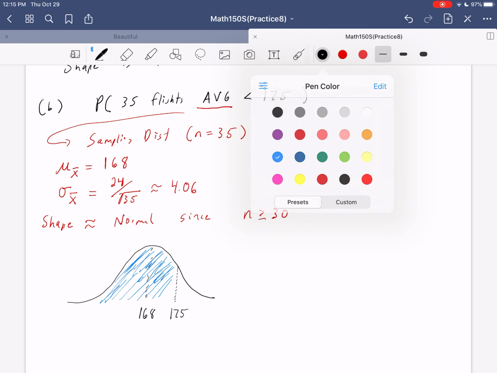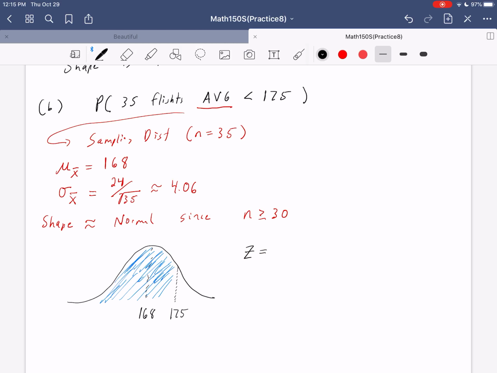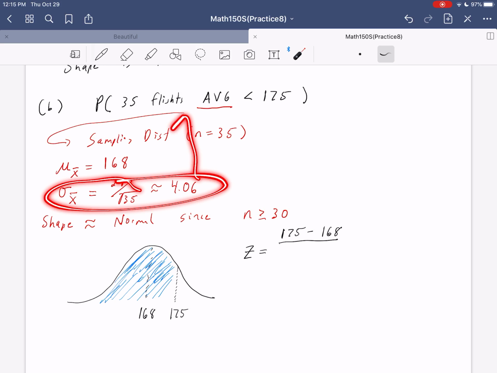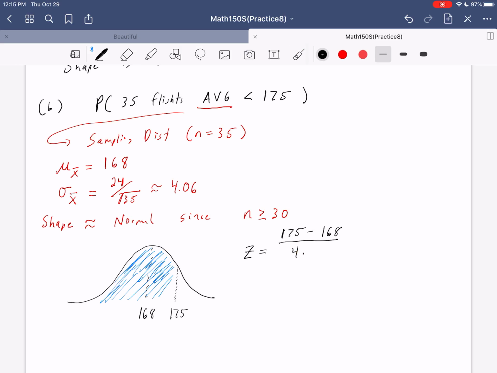All right, let's find that z-score. So z is going to be our point of interest, 175, minus our mean, which is 168, divided by the standard deviation. And of course, we want to use the standard deviation that applies to averages of groups of this size, which is 4.06. So we put that in there. We get the numerator first: 175 minus 168 is 7, divided by 4.06. And then we should get a z that is approximately 1.72.